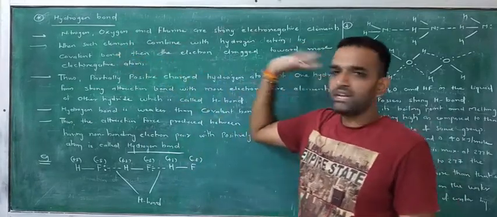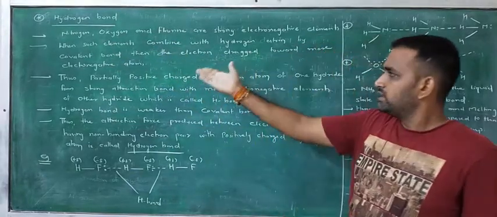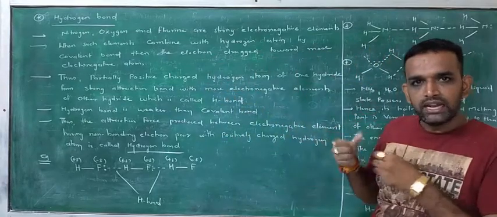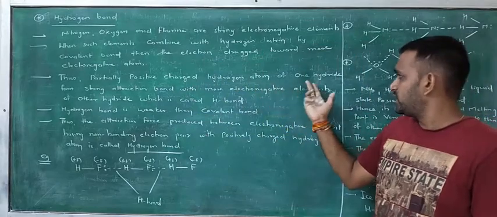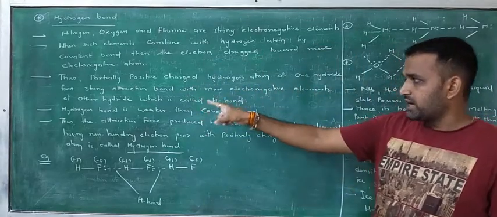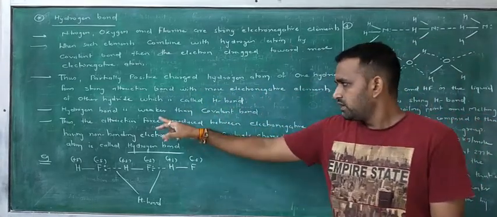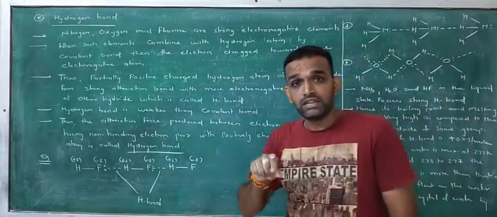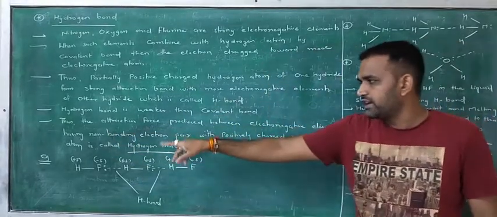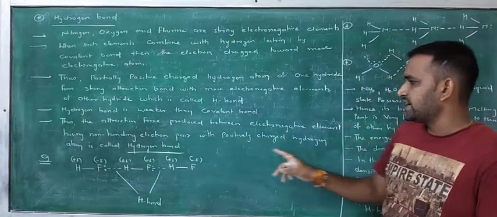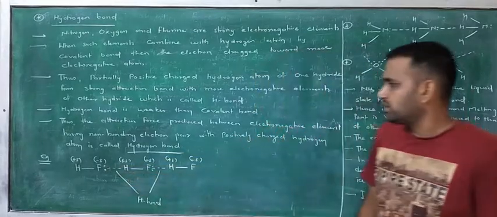So, nitrogen, oxygen, fluorine are more electronegative elements. When such an element combines with the hydrogen atom by covalent bond, the electrons are dragged towards the more electronegative atom. Thus, the partial positive charge of the hydrogen atom of one hydride forms a strong attraction with the electronegative element of another hydride. This is called hydrogen bond. It is weaker than covalent bond, but stronger than the van der Waals attraction force. The attraction force produced between the electronegative element having a non-bonding electron pair and the positively charged hydrogen is called the hydrogen bond.